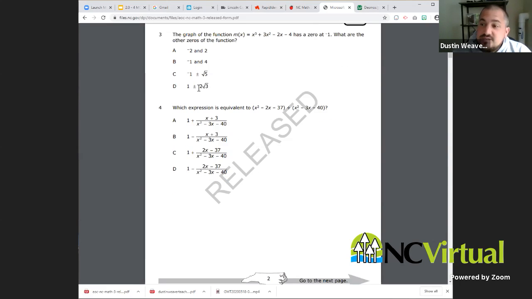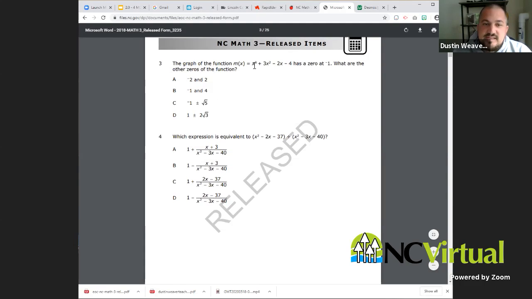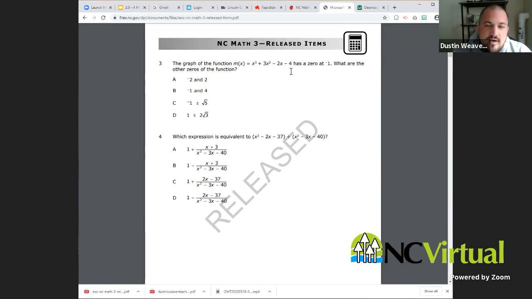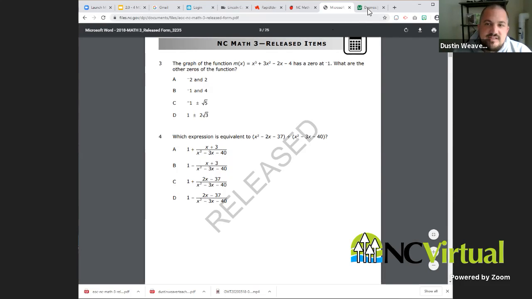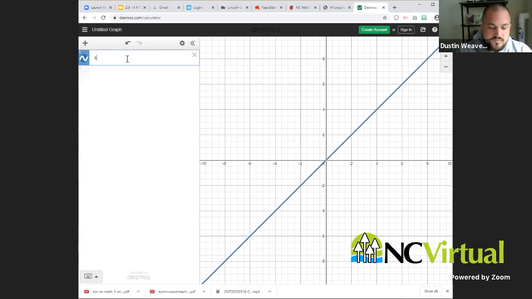Number 3 is very similar in what we're looking for here. It says the graph of the function, x to the third plus 3x squared minus 2x minus 4, has a 0 at -1. What are the other zeros of the function? So we know it crosses the x-axis at -1. We want to know where else it crosses the x-axis. So we're going to type this in, x to the third plus 3x squared minus 2x minus 4.